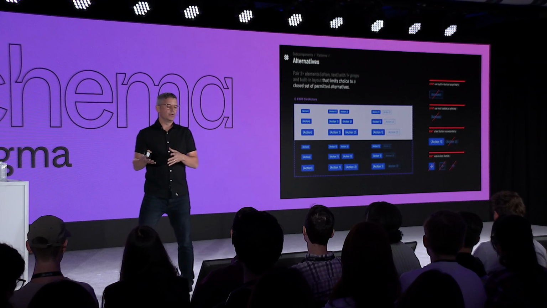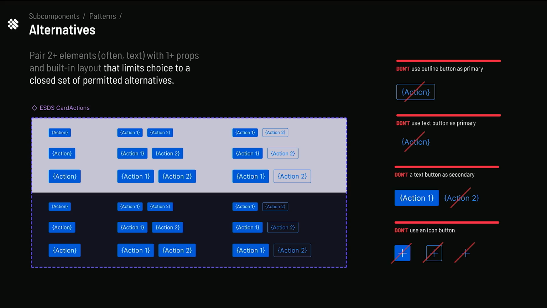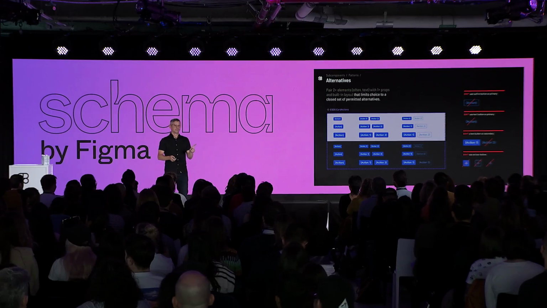A third type could be a way to lightly or assertively govern a closed set of alternatives you'd like them to use. So at the bottom of a card, you might want to have a primary action, you might want to have two, or you might want to pair a primary action with a secondary action. But what you don't want them to do is to have only a secondary action, or only a text button, or actually use a text button with a primary button, or stay away from the icon buttons, right? Let's be really opinionated. Prevent them from using icon buttons. I'll come back to that.